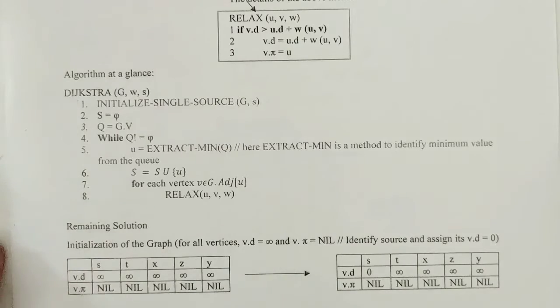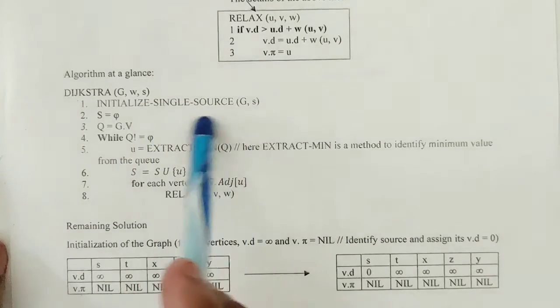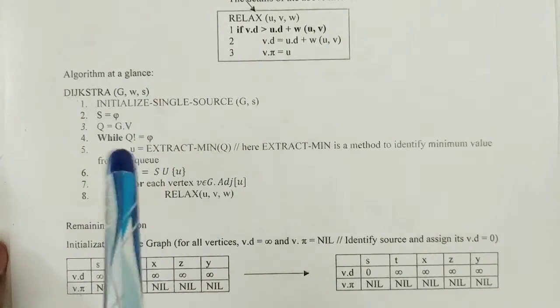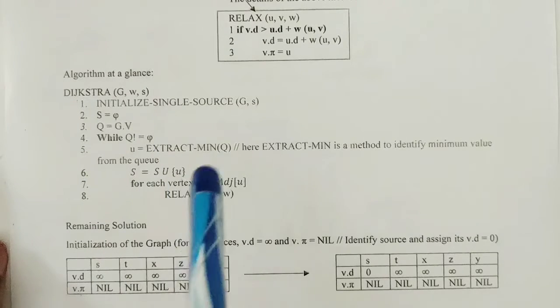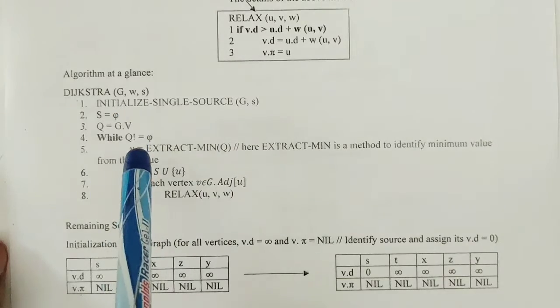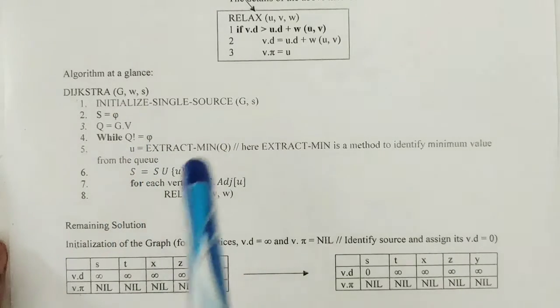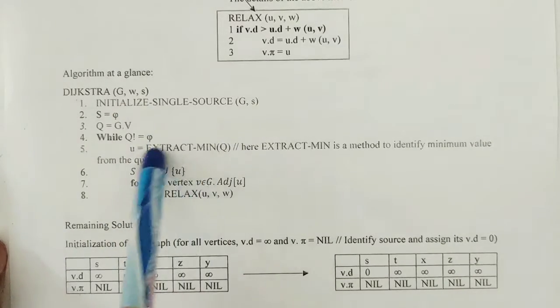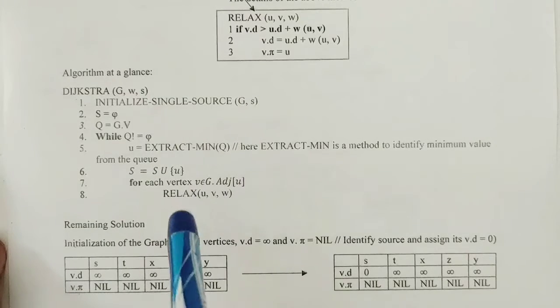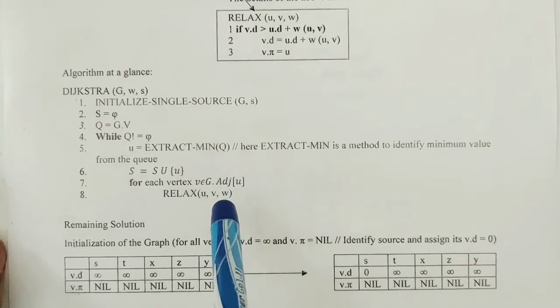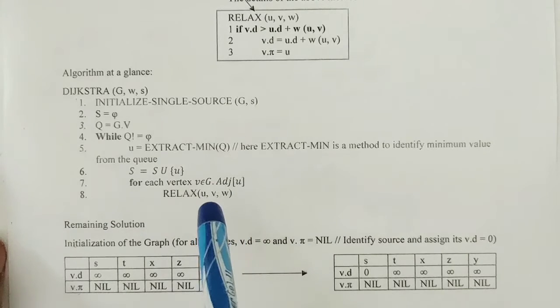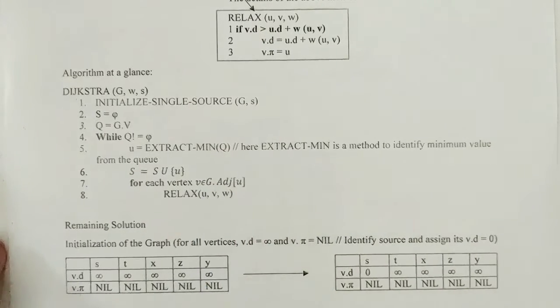And the remaining part of Dijkstra is very simple. Until the queue becomes empty, you have to identify the vertex with the minimum D parameter value. That will be U. That means you need to extract that vertex. Then apply the union operation that I discussed already. Then for each vertex, you have to apply the relaxation process between that vertex and its adjacent vertices.